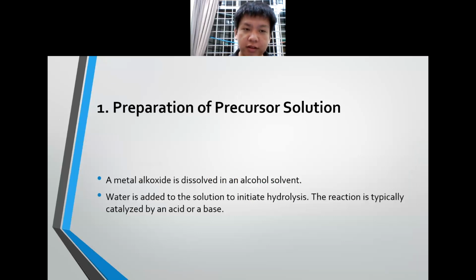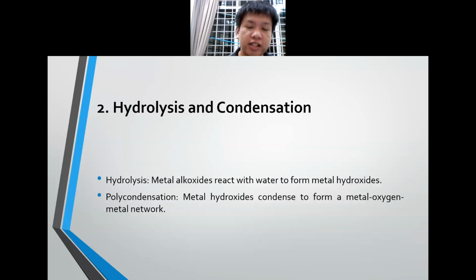For the first step, preparation of precursor solution, metal oxide is dissolved in an alcohol solvent. Water is added to the solution to initiate hydrolysis. The reaction is typically catalyzed by an acid or a base. Second step, hydrolysis and condensation. In hydrolysis, the metal oxide reacts with water to form metal hydroxides. In the polycondensation process, metal hydroxide continues to form a metal oxide network.